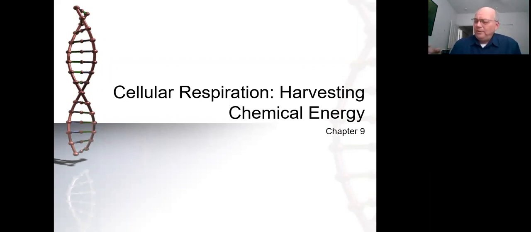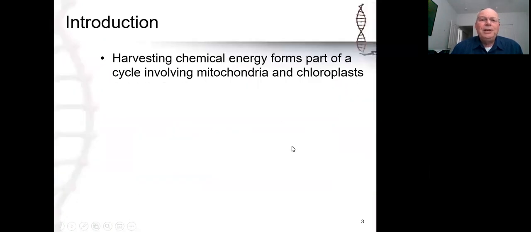So let's move on with taking a look at cellular respiration. Let's take a look at this first section. In this first section, we're going to talk a little bit about what cell respiration represents, what the connection is between mitochondria and chloroplasts. And we're going to talk about some specific features of the chemical reactions that are involved in both cell respiration and photosynthesis.